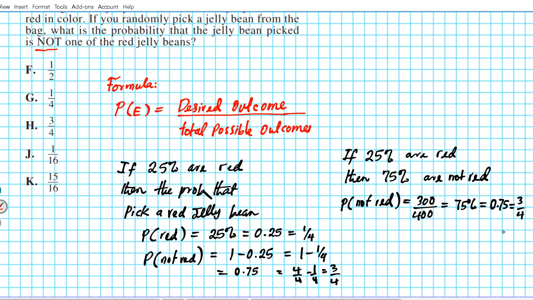Okay, all these three mean exactly the same thing. So since the answer format that is desired here is a fractional format, we can clearly see that the answer that we desire is 3 over 4. That's the probability that the selection will not be a red jelly bean.